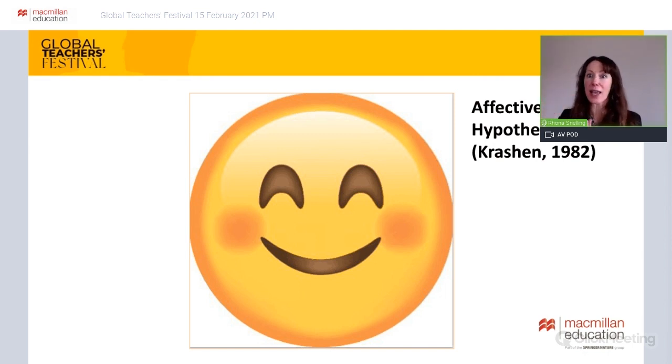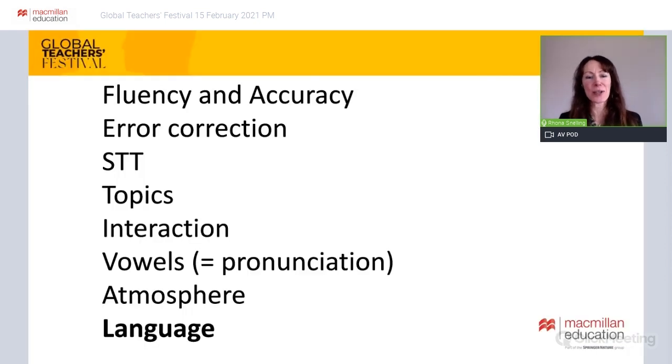So it's the letter L. Any ideas for what that might stand for? Listening, love. Oh, very nice. Learning, language. Yes, so we've had a winner. Unfortunately, it went far too quickly. But yes, language is our last point that's important for speaking.